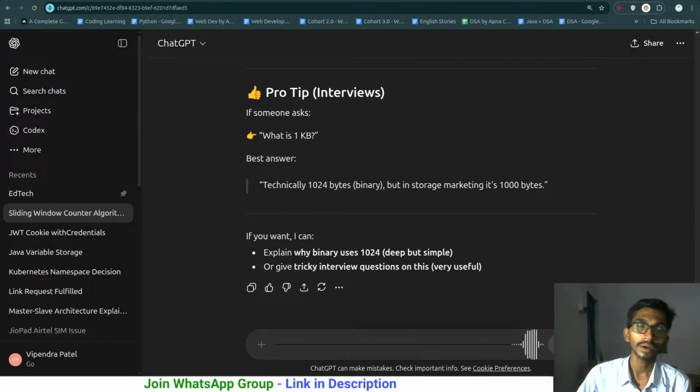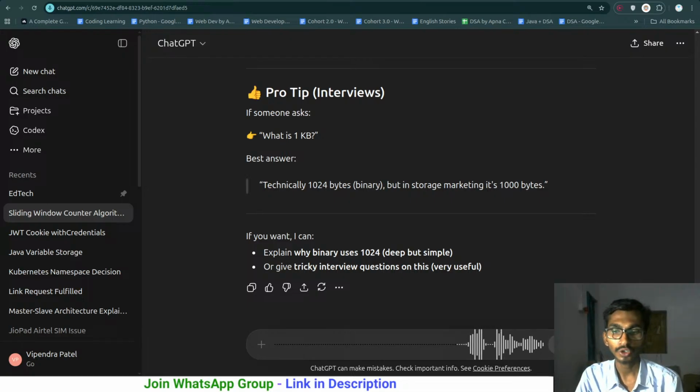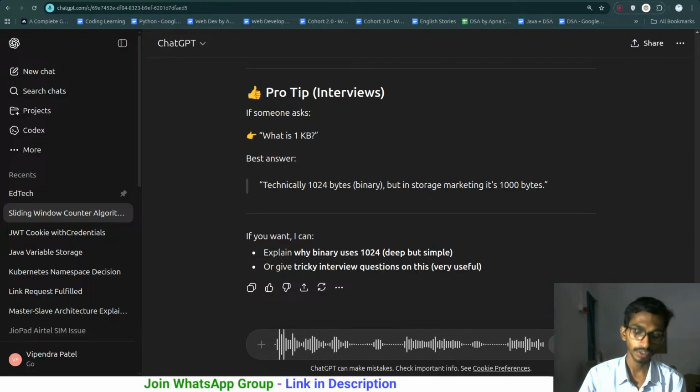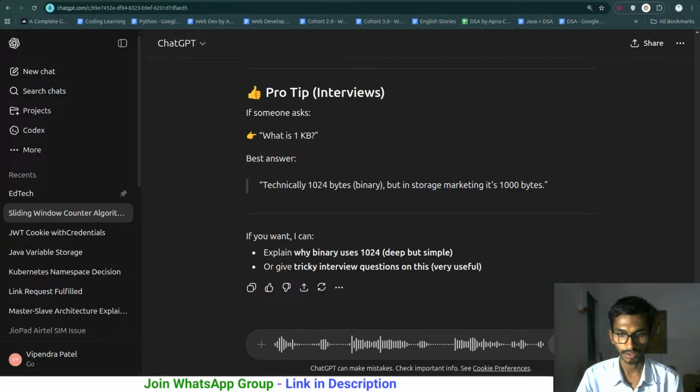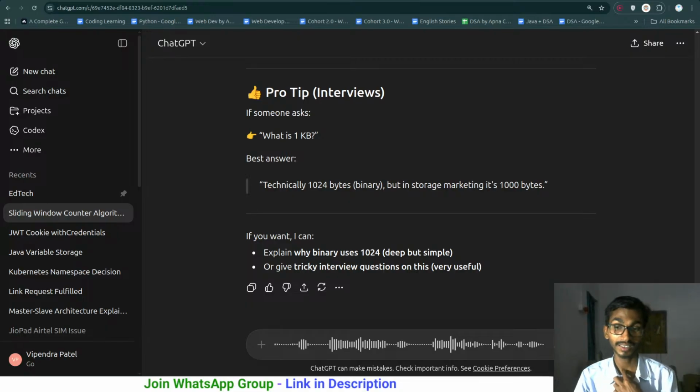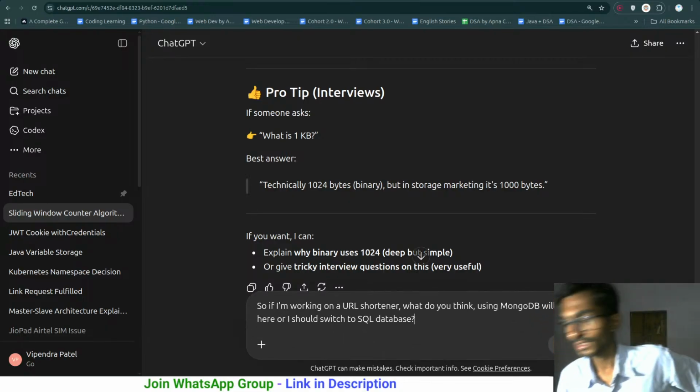So if I'm working on a URL shortener, what do you think? Using MongoDB will be fine here, or should I switch to an SQL database? Let's see what it's going to say.